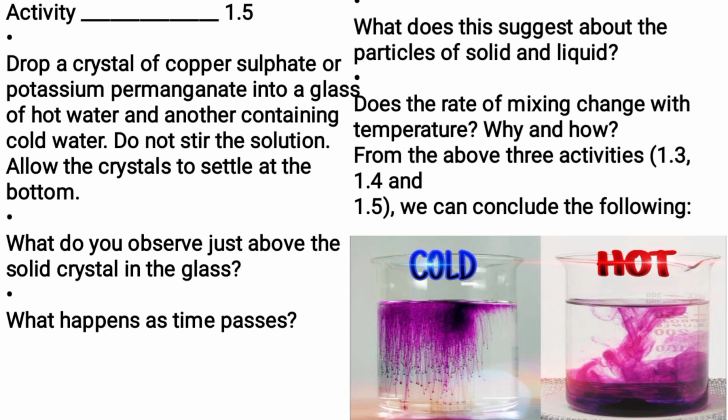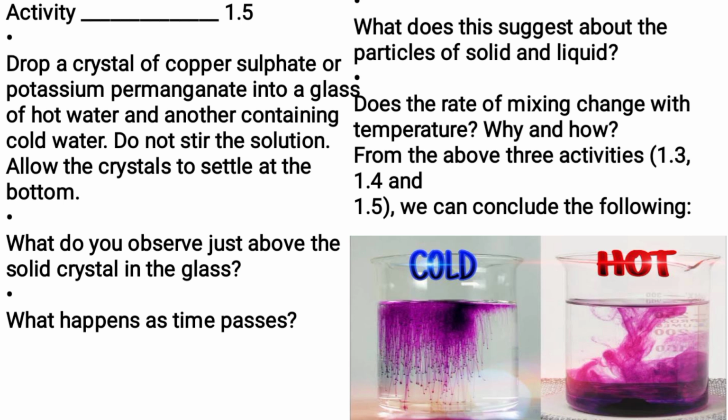So activity 1.5. Drop a crystal of copper sulfate or potassium permanganate in a glass of hot water and another containing cold water. So here you have to take two beakers again. One should contain hot water and the other should contain cold water. You can see in the image there. And you should add a crystal of copper sulfate or potassium permanganate in it. You should not stir the solution. Allow the crystal to settle at the bottom.